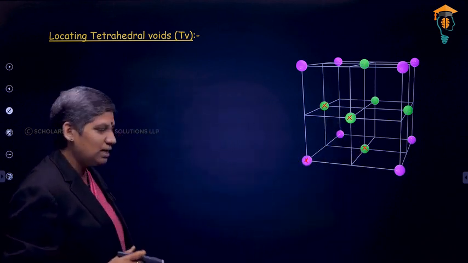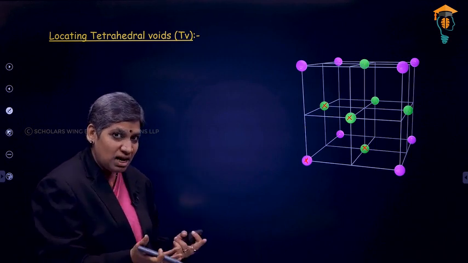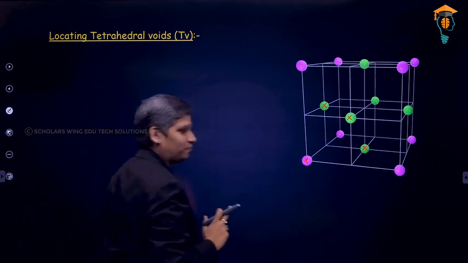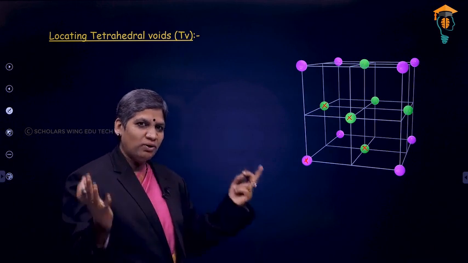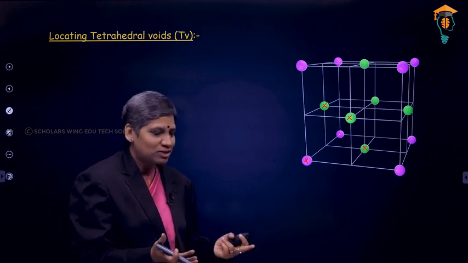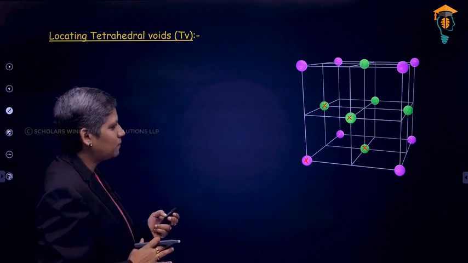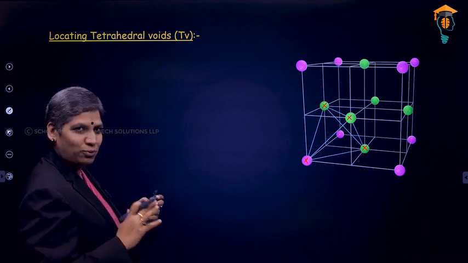Now, why am I very particular about these spheres? Because I want to see the space, that is the empty space within these spheres pertaining to one small cube. For that, if you have to look at the space, we have to join all these. Then only we get a closed structure. So let us join all these 4 spheres by drawing the lines. So I think now you got it.